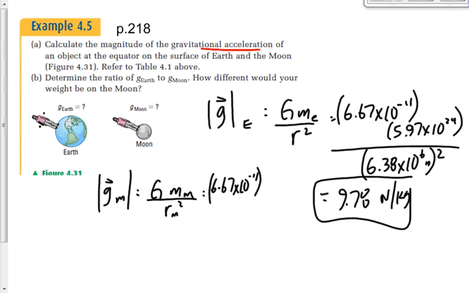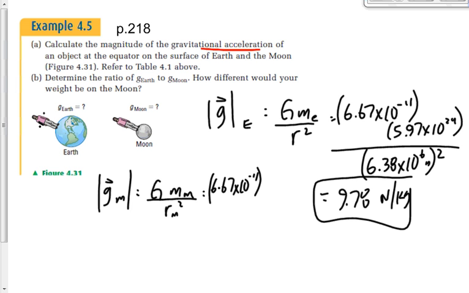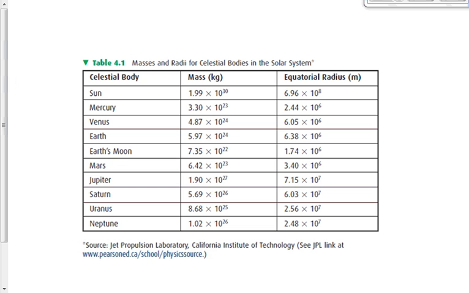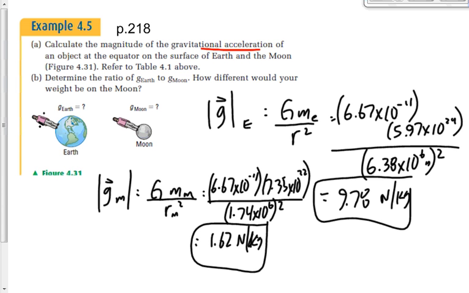The mass of the moon, 7.35 times 10 to the 22. And the radius of the moon was 1.74 times 10 to the 6. Square that. I'm going to take a guess at this one as well, somewhere around 1.6. We get 1.62 newtons per kilogram or 1.62 meters per second squared. Okay. We knew it was going to be somewhere around there, about 1/6 of what it is on Earth.